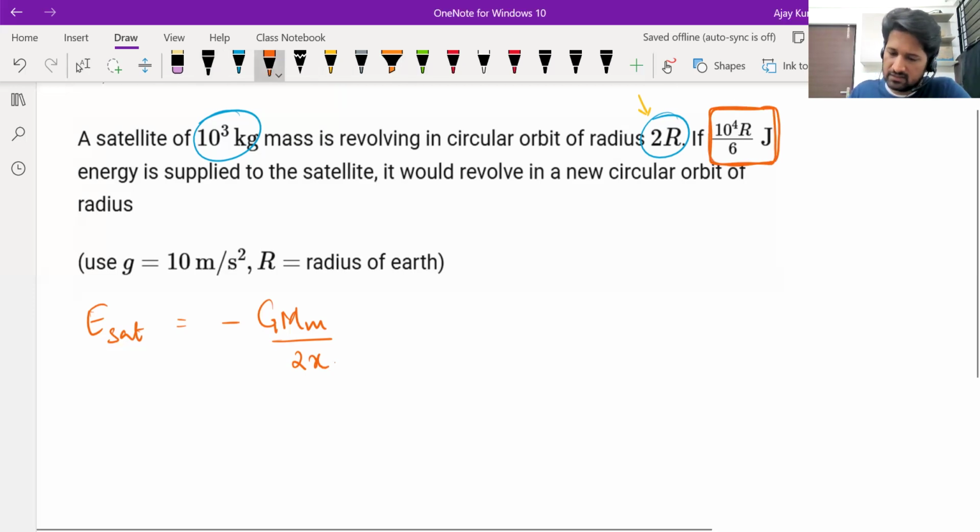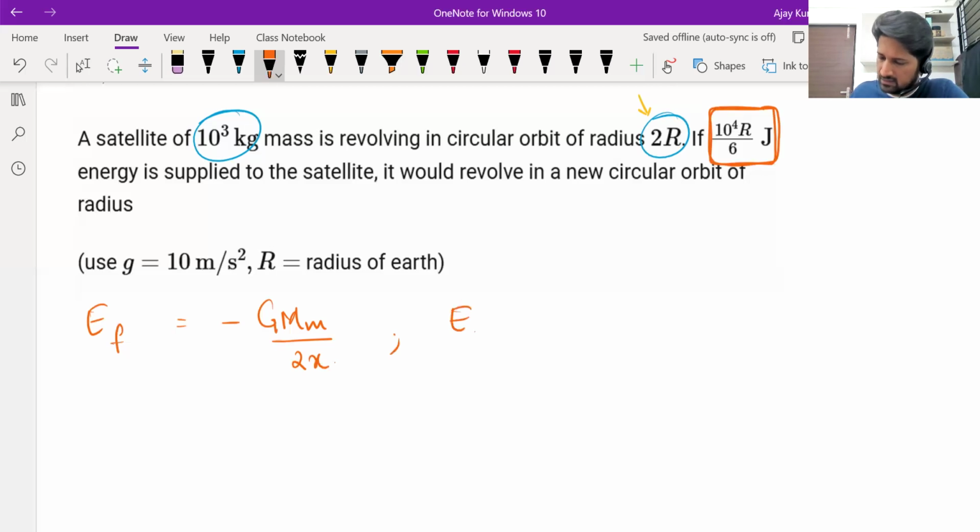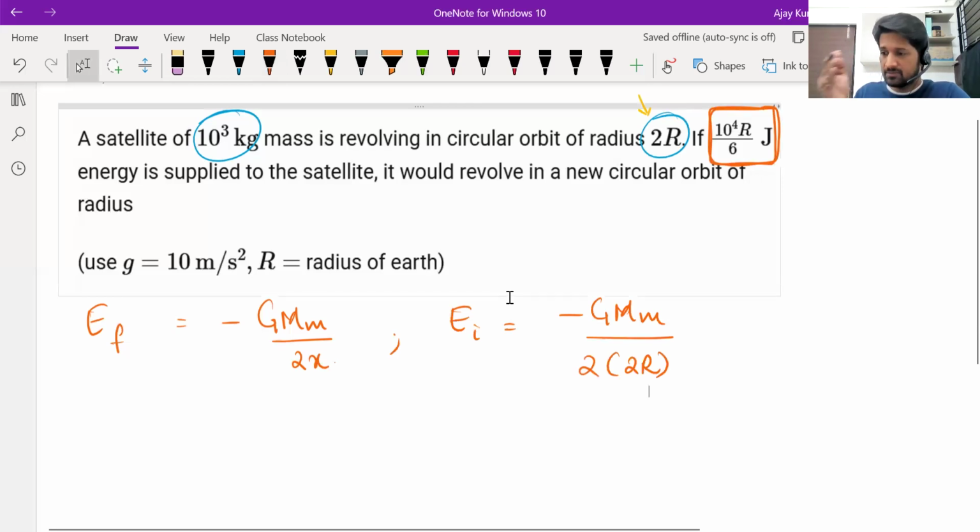So let's say it finally revolves in an orbit of radius x. Then the final energy of the satellite will be this. Let's write it as E final. And initial energy of the satellite is minus GMm by 2 into 2r, because initially the orbit radius itself is 2r.